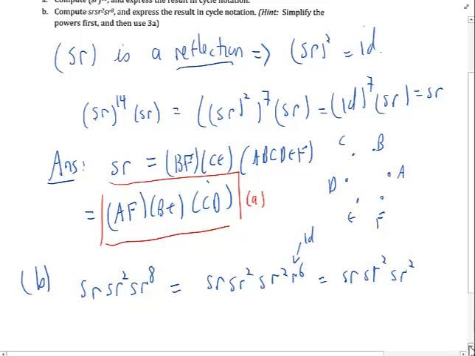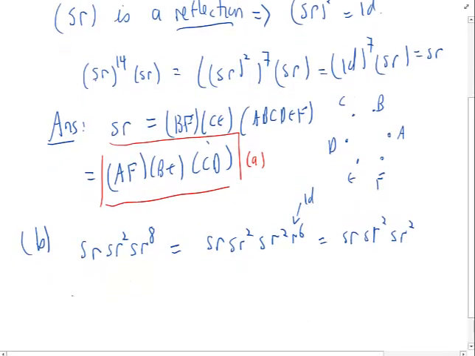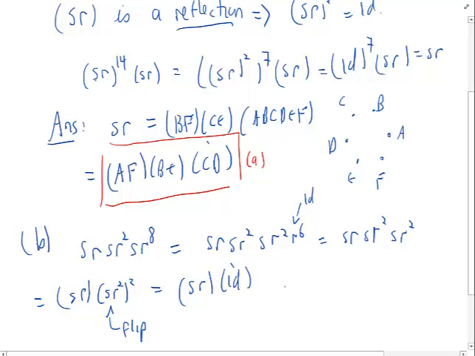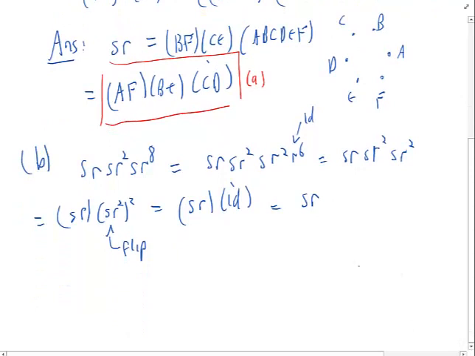Now at this point, there are several ways to do this. You could notice that this is equal to SR times SR squared. But SR squared is a flip or reflection, so that means that SR squared is going to be the identity. So I just get SR again. All right, so that's equal in cycle notation to AF, BE, and CD.